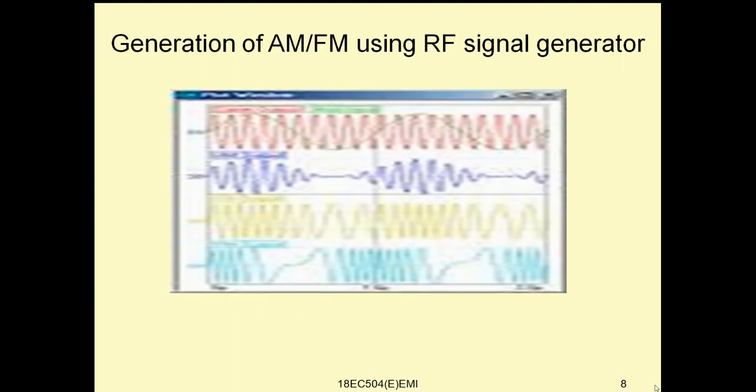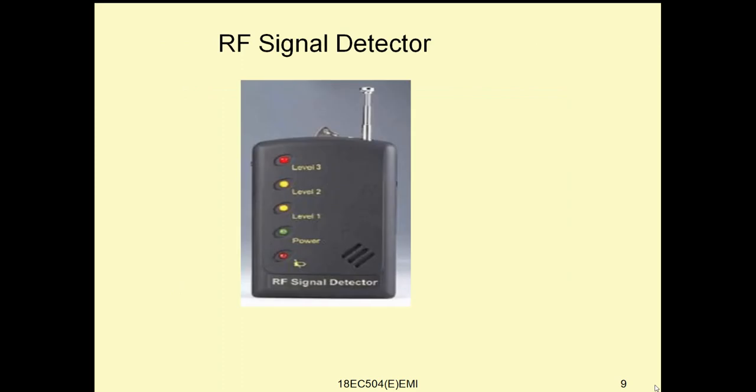This shows how we generate the AM and FM waveforms using the RF signal generator, and how the RF signal generator looks, with different levels and power indicator.